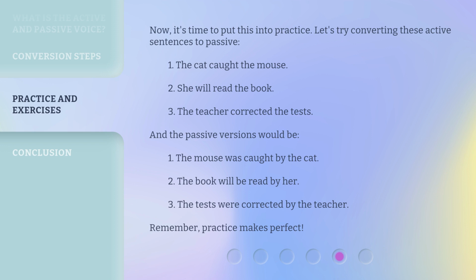And the passive versions would be: 1. The mouse was caught by the cat. 2. The book will be read by her. 3. The tests were corrected by the teacher. Remember, practice makes perfect.